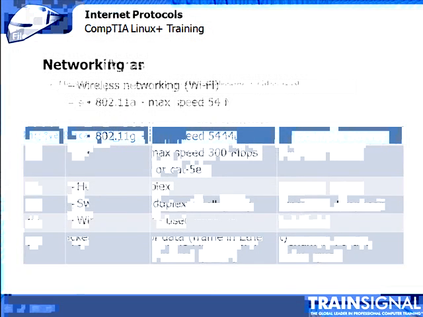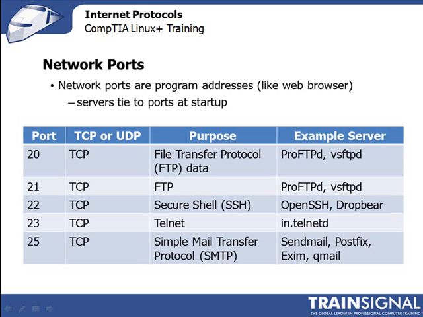We know how the network contacts a computer, but we also need to know how to contact a program. Network ports let you send your request to a specific program. These ports are assigned to programs at startup. This table highlights the most common ports and their applications, and it stretches over the next several slides. This is information that you'll absolutely need to memorize for the Linux Plus certification exam. So we'll walk through each port by number, the transfer protocol it uses, its purpose, and the types of servers that may use this port.